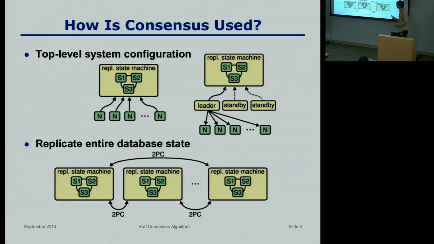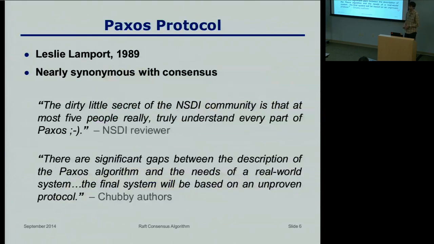That's how replicated state machines are used in practice. Now, getting back to the details of how they're implemented, historically it's been the Paxos protocol that's basically synonymous with consensus today. It was created by Leslie Lamport, this year's Turing Award winner. And unfortunately, there are two key problems with Paxos. I'll summarize them using these quotes. An NSDI reviewer wrote, "The dirty little secret of the NSDI community is that at most 5 people really truly understand every part of Paxos."